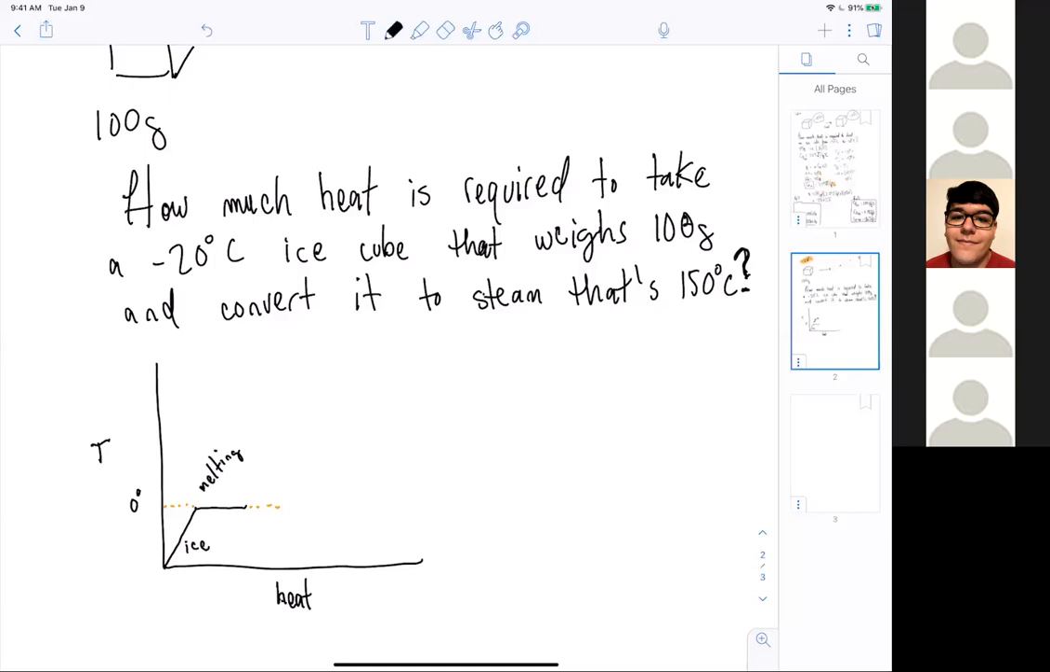So this is weird. And then once we get past melting, so I have no solid ice left, I see that the temperature starts to pick back up. So now I'm in the liquid water zone.